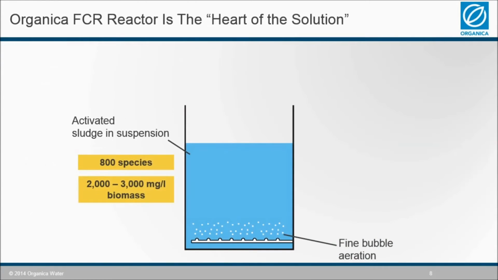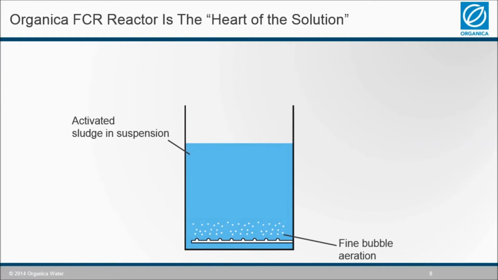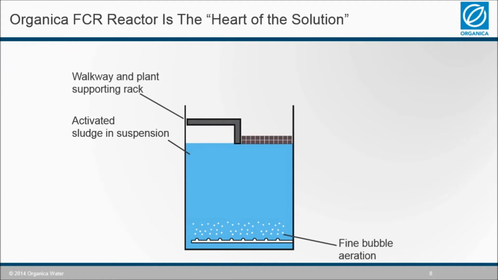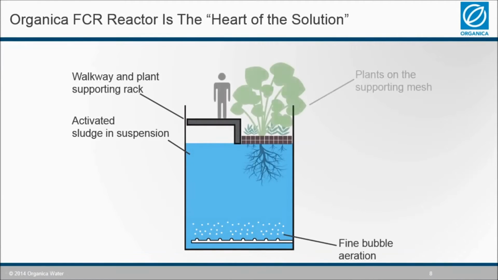So if we look at the FCR reactor as the heart of the solution, again a conventional process would have roughly 800 species and 2,000 to 3,000 milligrams per liter of biomass in the system. We generate this attached growth biomass by placing plant racks into the reactor, and therefore the plant roots grow down into the reactor. We don't actually rely on the plants to do the treatment, but the plant roots become surface area for the fixed film growth to occur.